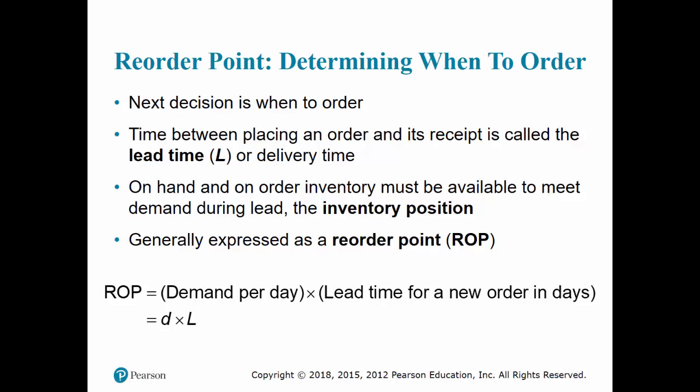We can express that as d times L, where this lowercase d stands for demand per period as opposed to annual demand, which we denote with uppercase D. So uppercase D should be thought of as annual demand, and lowercase d should be thought of as demand per period, and that period can be days or weeks or even months sometimes. But here in this example, this is given as demand per day, and the lead time is also in days. So these two should be in the same time unit. You can't have demand per day multiplied by lead time in weeks.